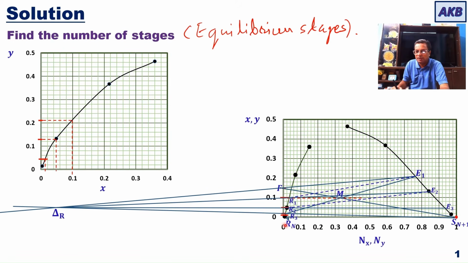Now the diagram is small, but let me tell you, you have to choose the scale in such a way that delta R should be located, because delta R is important. Without delta R, you will not be able to find the number of equilibrium stages. So you have to plot a graph with such scale which will allow you to locate delta R on the same page. That is important. So here the diagram is a little bit small, but you can see I have located R3 where x is 0.01.